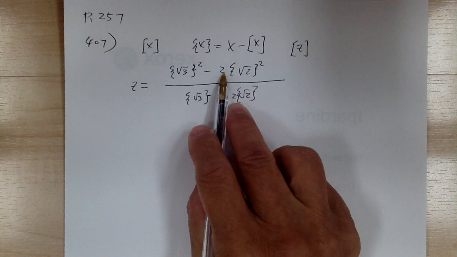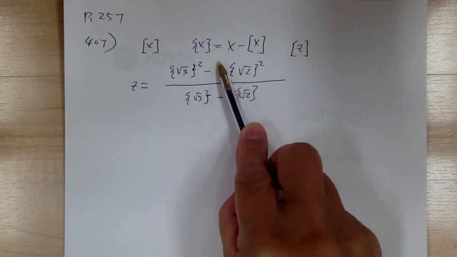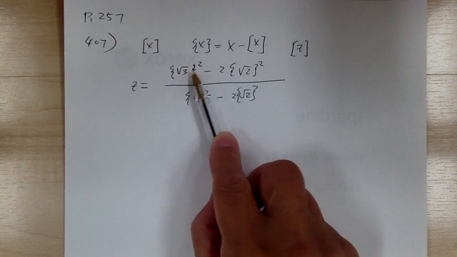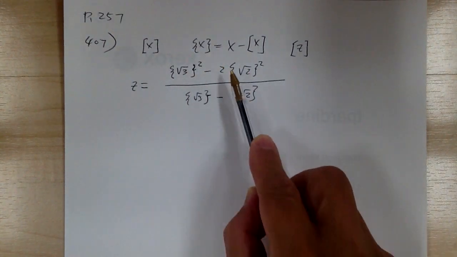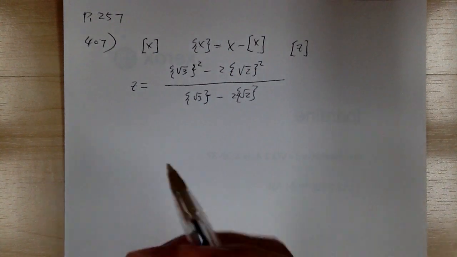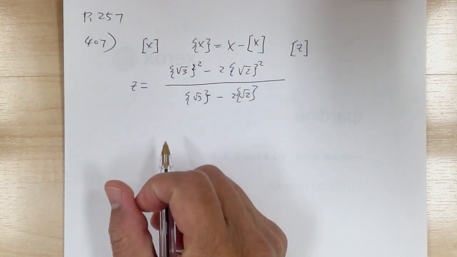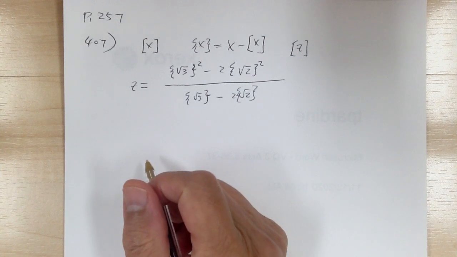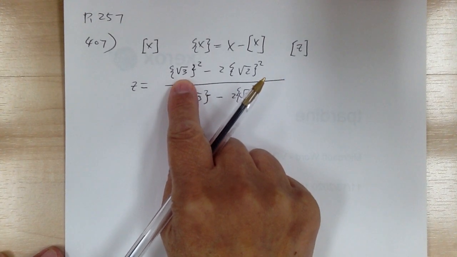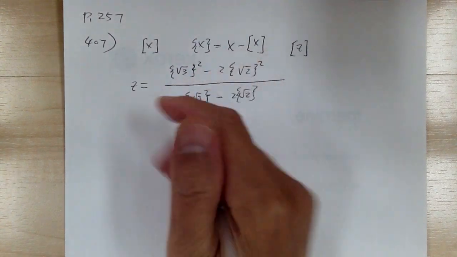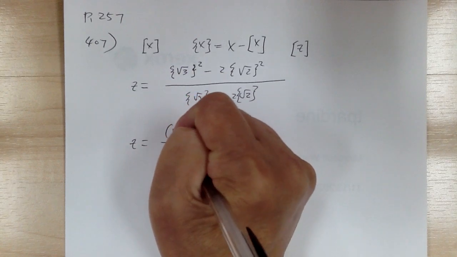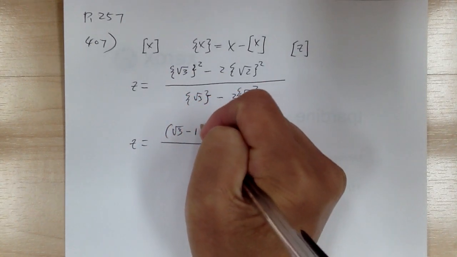Now the 2 kind of complicates things. Without this 2, we can do the factoring into conjugates and it will cancel out. But with the 2, it's no longer the difference of squares, so we cannot do that. So we kind of have to just work it through. So let's apply the definition. The fractional part would be equal to this. So the numerator will equal square root of 3 minus 1, right?